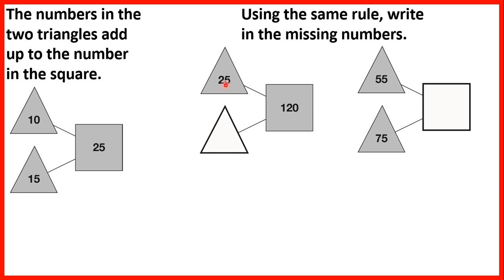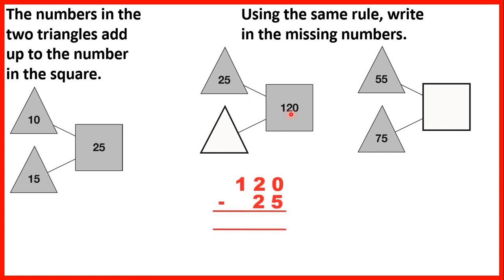So we have 25 and something, and then in the square we have 120. Now if you're not sure what to do here, you can look back to the example. So imagine this triangle here was missing. How would we be able to find it? We'd have 10 plus something is 25, and we'd work out this missing triangle by working out 25 minus 10 to make 15.